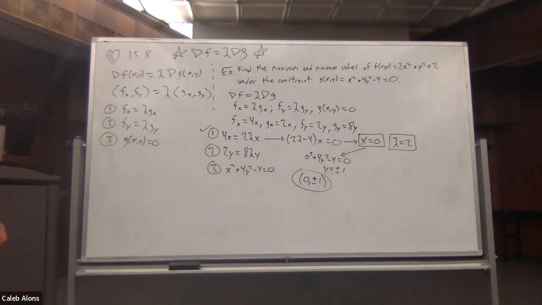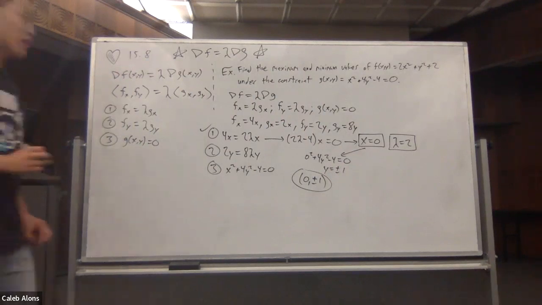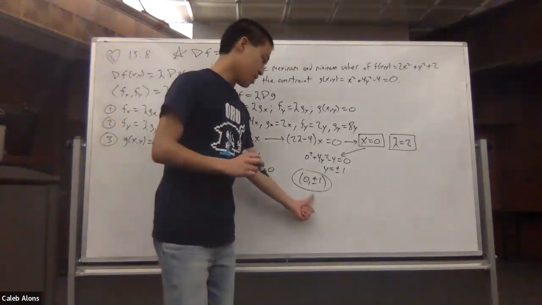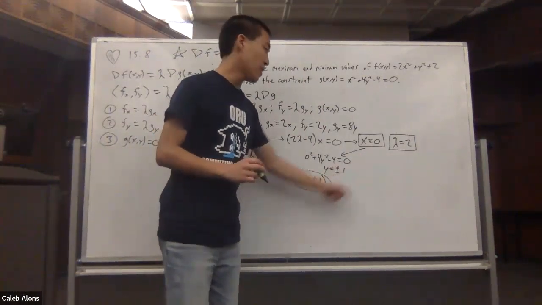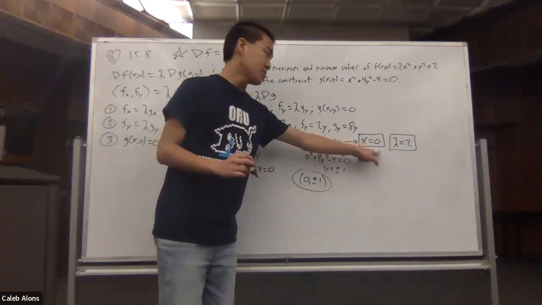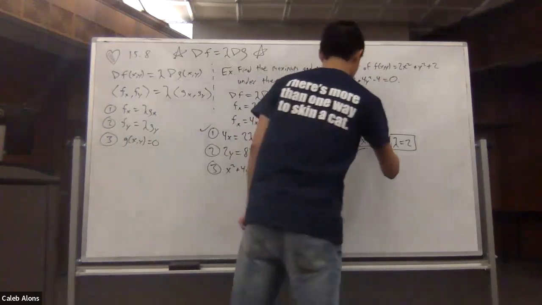Okay, that wasn't too hard, was it? Okay. Now, we've gotten our y values from x. So x equals 0 case, nice, got it, okay?